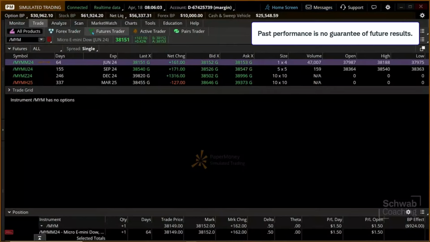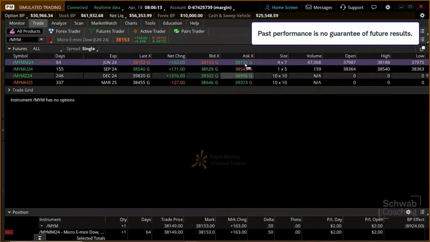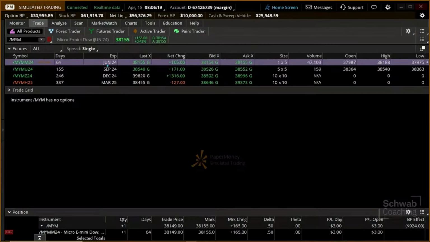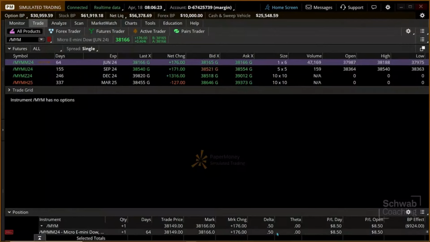It filled at 38,149. So even though our buy limit was 35 points higher, it didn't fill at that level, but it did fill pretty much close to the ask price. Okay. Now, the one that we entered was really the June expiration. And we see that listed down below.